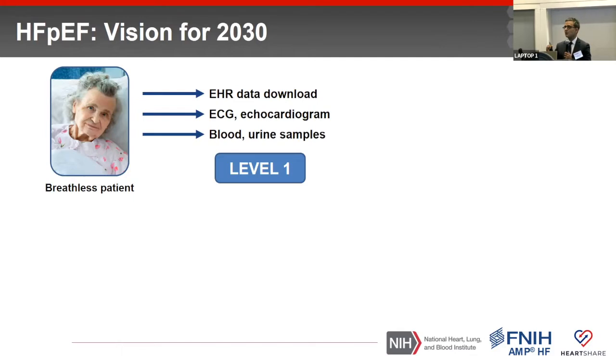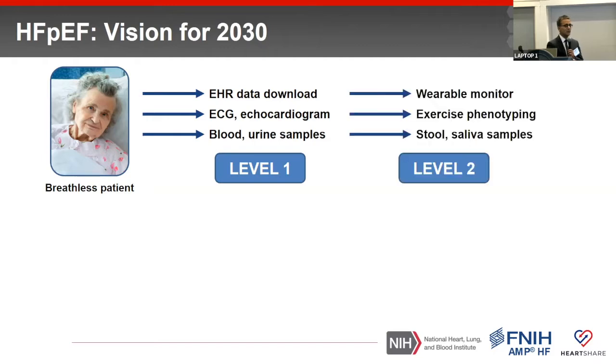And we have 2 levels of data assessment. So first of all, we get an EHR data download in a very structured format that facilitates our review of that patient. We get an ECG and an echocardiogram, and we get blood and urine samples. Now, sometimes with that alone, we can make the diagnosis. Say they've been hospitalized, they have an elevated BNP, and their echo is suggestive. But many times we're going to level 2.